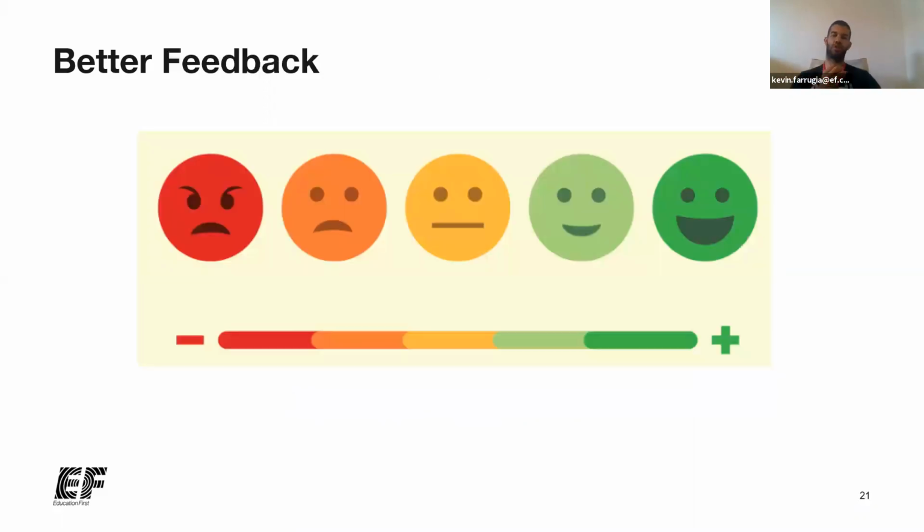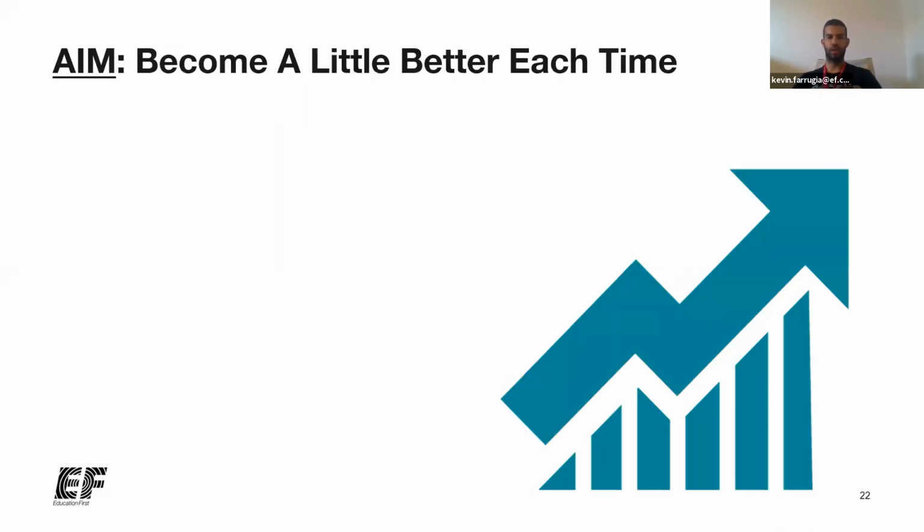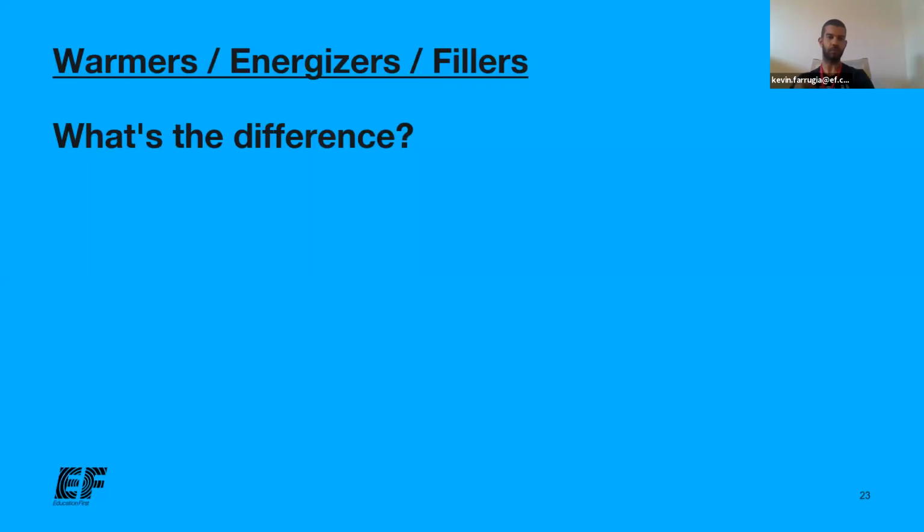Getting better feedback. So as you know, after each activity, we always get some feedback, and getting better quality feedback is always important. So that is always one thing that we can learn from warmers. And the aim is to become a little better each time. That is always the aim. So learning from what we do to make it even better for ourselves, to improve professionally, but to make it a better experience for the students.